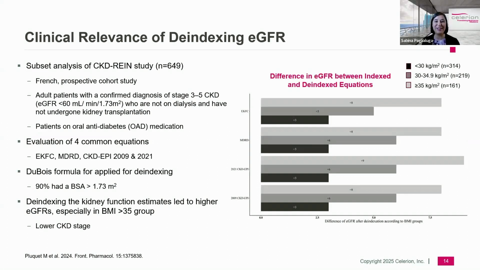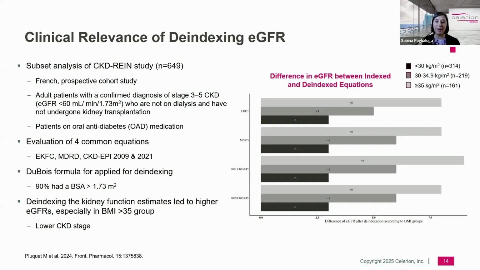So this is a really interesting prospective study. It's a recent study highlighting the importance of de-indexing, especially for patients with a higher BMI. Here, the authors compared the indexed and de-indexed eGFR values across 4 common equations: the EKFC, MDRD, and then the 2 CKD-EPI formulas. The participants were then grouped by their BMI. And the graph here shows the difference in eGFR after de-indexing. You'll note that the de-indexing resulted in higher eGFR scores, especially for those with a higher BMI.